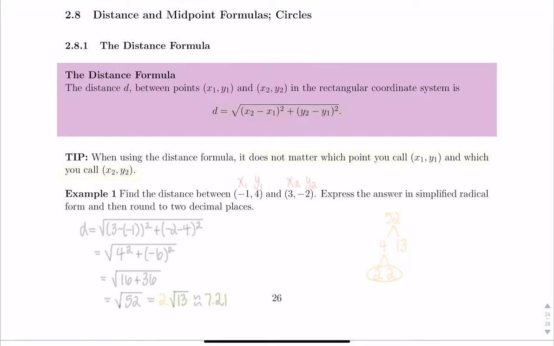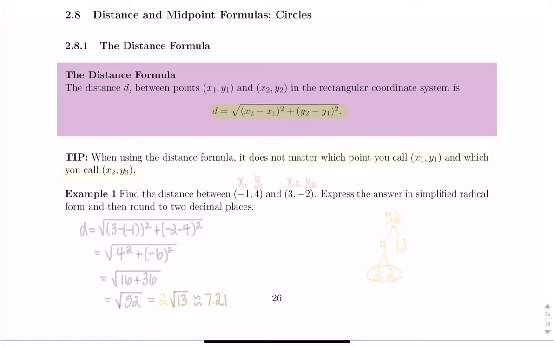2.8 is on distance and midpoint formulas as well as circles. So the distance formula, d, between points x1, y1 and x2, y2 in the rectangular coordinate system is d equals the square root of x2 minus x1 squared plus y2 minus y1 squared.